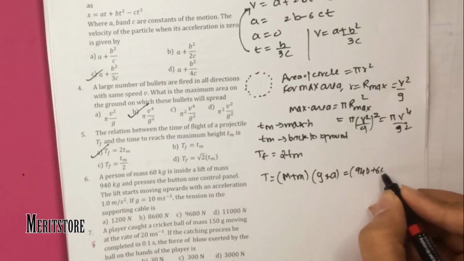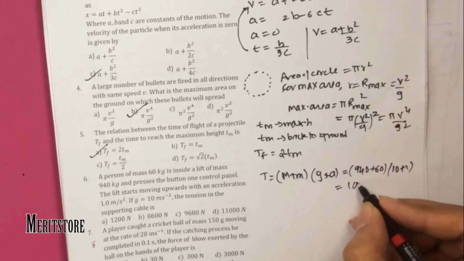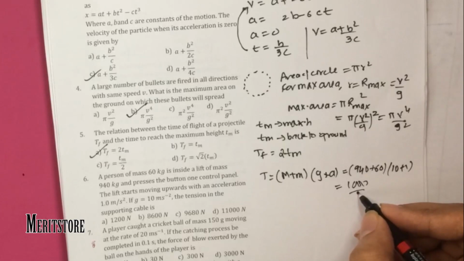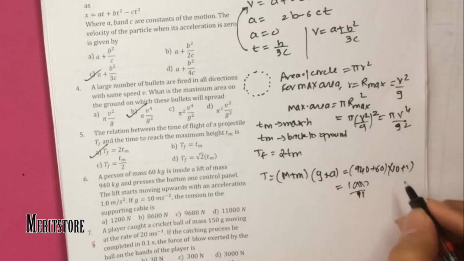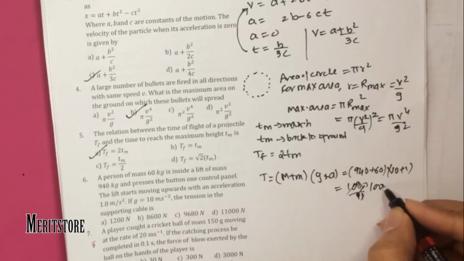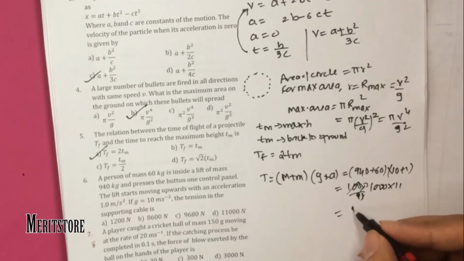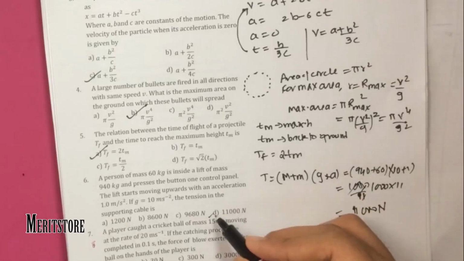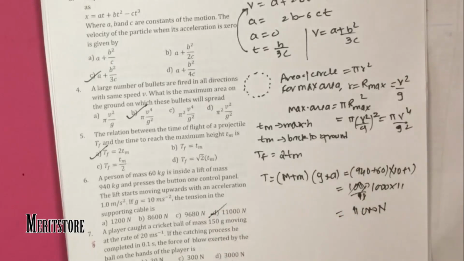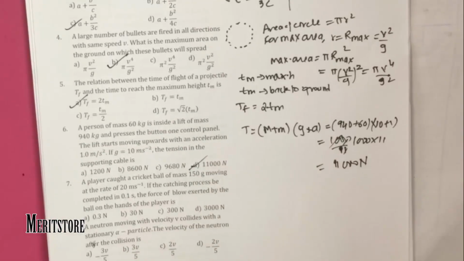So I would have 940 plus 60 multiplied by 10 plus 1, that will be 1000 multiplied by 11, sorry, 1000 multiplied by 11. So which should be equal to 11,000 Newton. Option D.